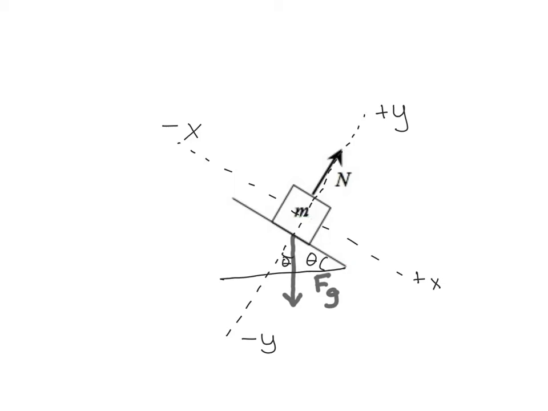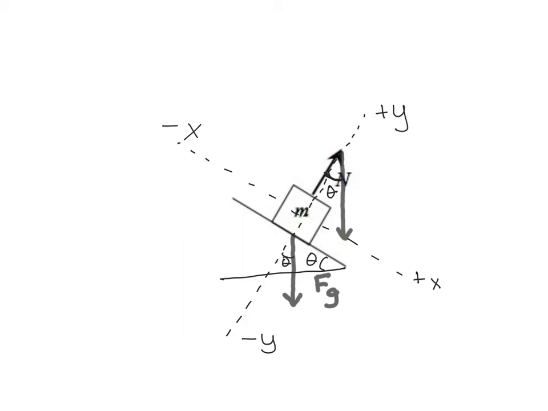The angle theta that the incline is raised relative to the ground is exactly equal to the angle theta that the force of gravity is separated from that negative y-axis. And here's why that's important. See, you can take that force of gravity and attach it head to tail to the normal force up here like this. And of course, the angle remains the same.